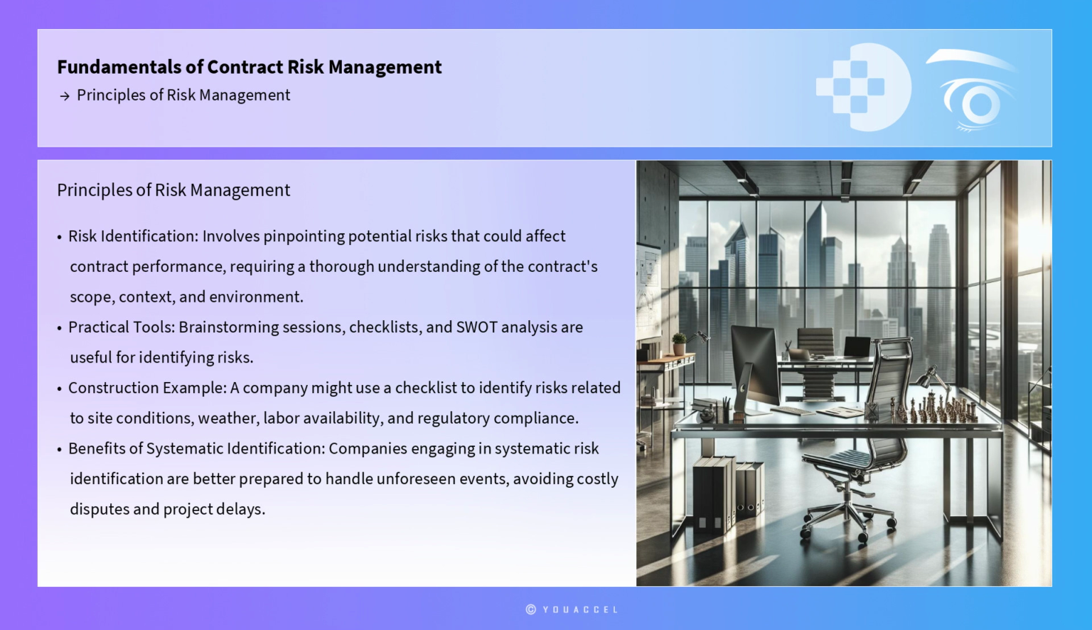One of the primary principles of risk management is risk identification, which involves pinpointing potential risks that could affect contract performance. This process requires a thorough understanding of the contract's scope, context, and environment. Practical tools for risk identification include brainstorming sessions, checklists, and SWOT analysis. For instance, a company entering into a construction contract might use a checklist to identify risks related to site conditions, weather, labor availability, and regulatory compliance.